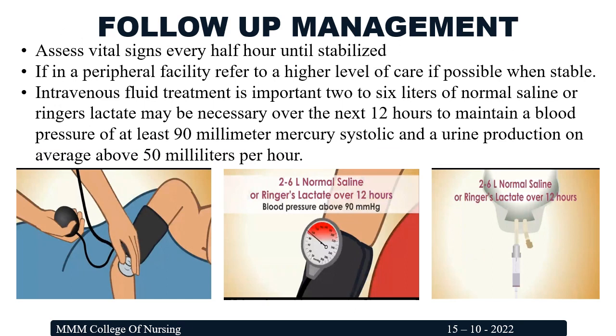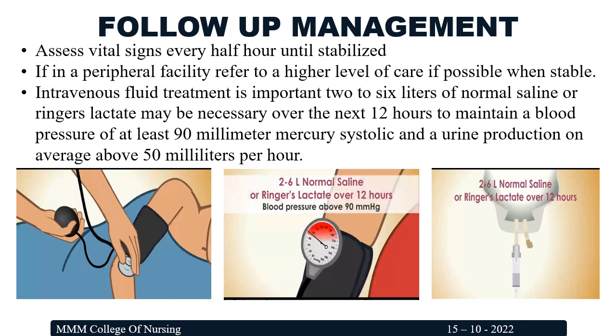Next, we'll see about the follow-up management. Assess the vital signs every half hour until stabilized. If in a peripheral facility, refer to a higher level of care if possible when stable. Intravenous fluid treatment is important. 2 to 6 liters of normal saline or Ringer's lactate may be necessary over the next 12 hours to maintain a blood pressure of at least 90 millimeters of mercury systolic and a urine production on average above 50 milliliters per hour.